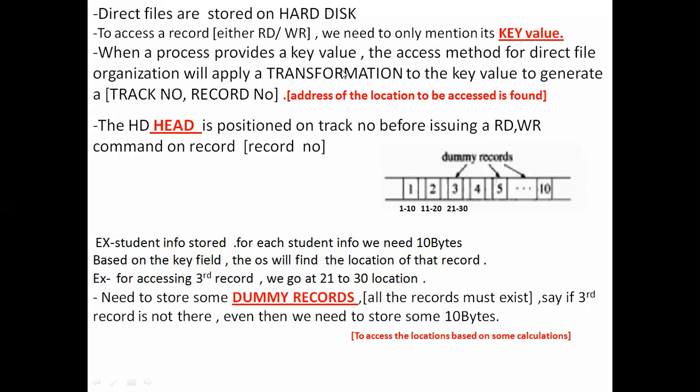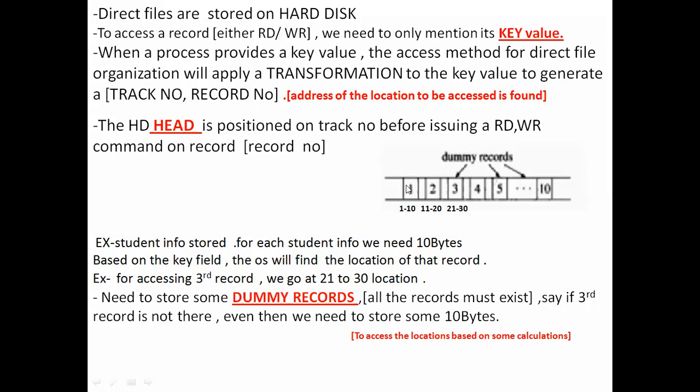When a process provides a key value, the access method for direct file organization will apply a transformation to the key value. Here one transformation function will generate a value, and this will give information regarding the track number and the record number. Based upon the transformation done on the key value, it will generate the track number and also the record number, meaning the address of the location to be accessed is found. The head of the hard disk will be positioned on the particular track number and record number, so that particular record can be accessed.